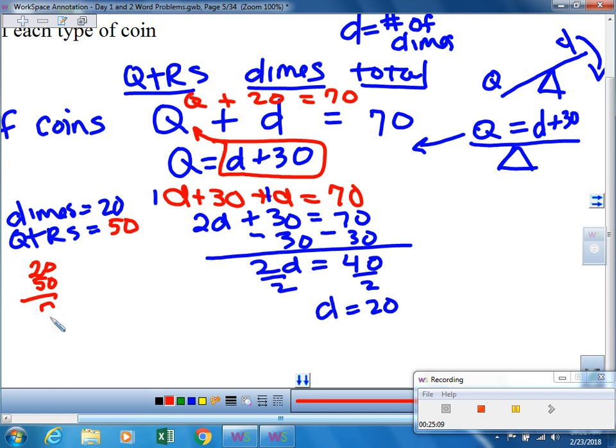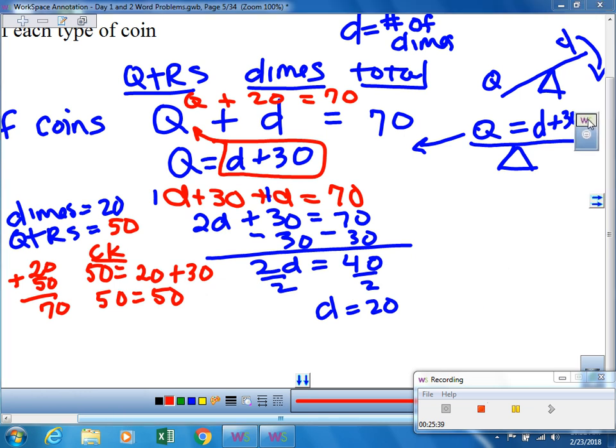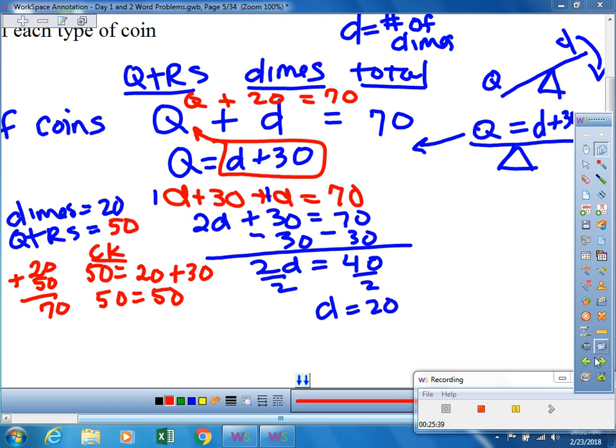20 plus 50, that equals 70, right, if I add them up. And then, how many quarters do I have? 50. How many dimes do I have? 20, and then plus 30. So, does 50 equal 20 plus 30? Yes. So this is my check, and it checks. Okay, so that's the second type.